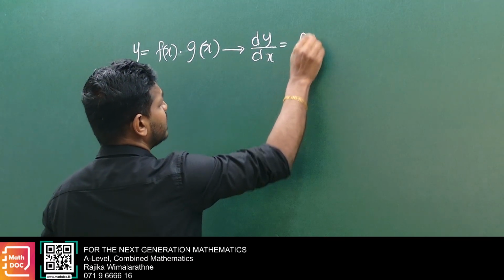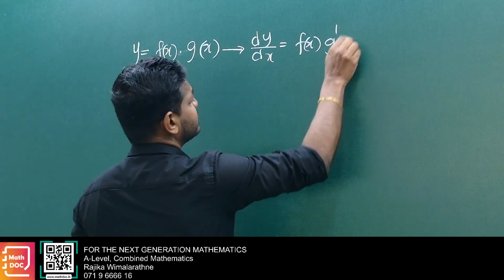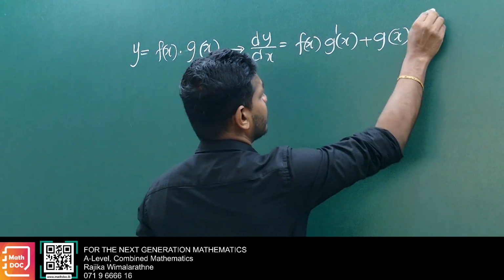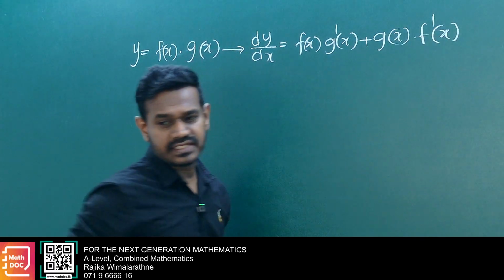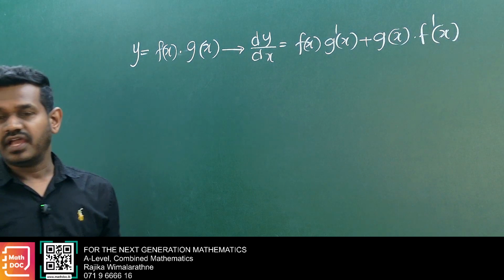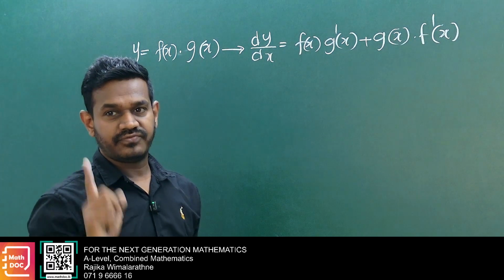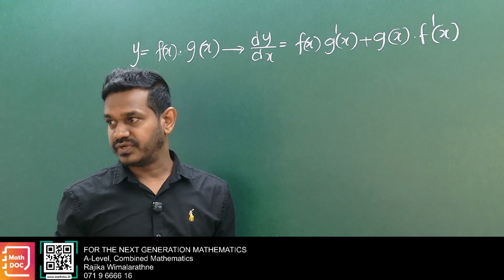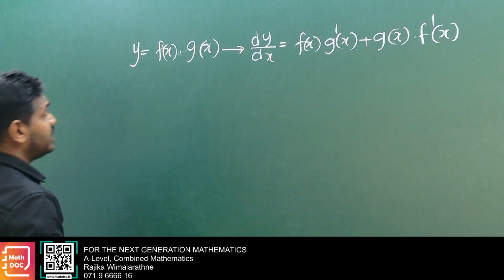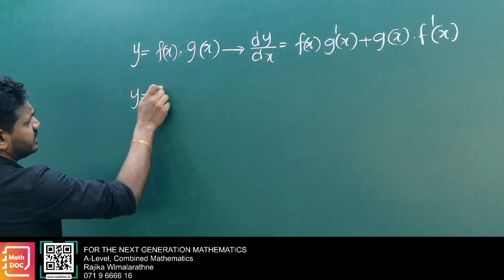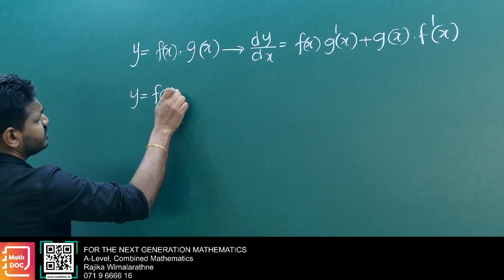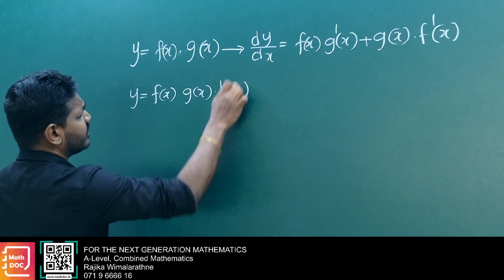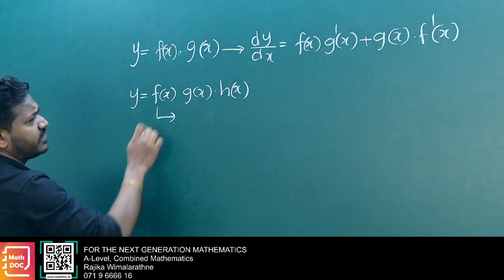equals f(x) times g dash x plus g(x) times f dash x. That is the product rule. We have the product rule here. Now further, if you have a product of three functions like f(x), g(x), h(x).